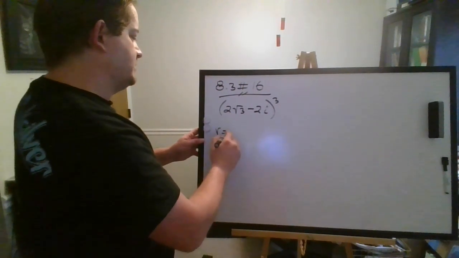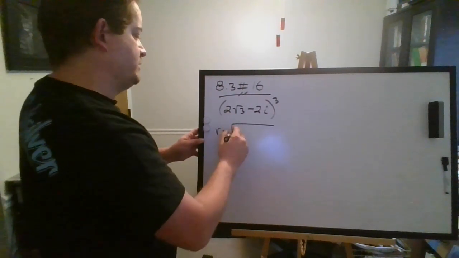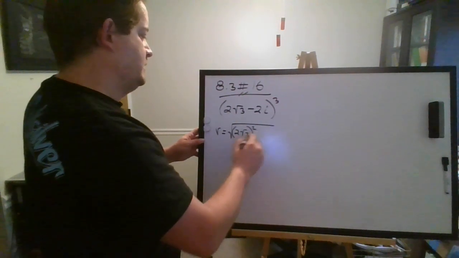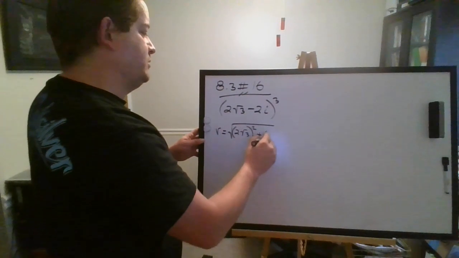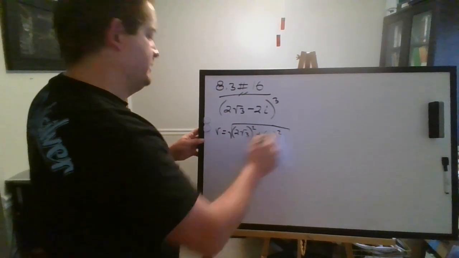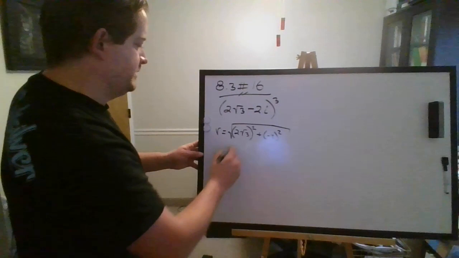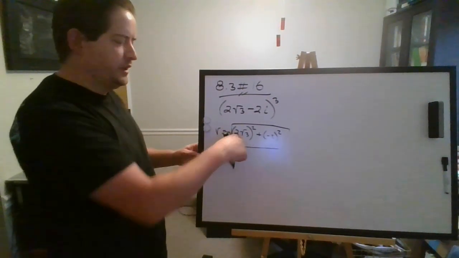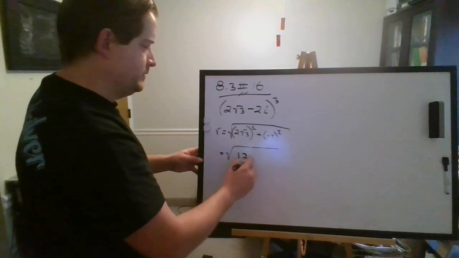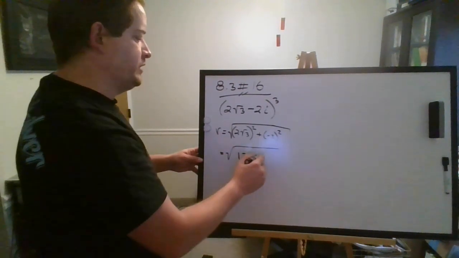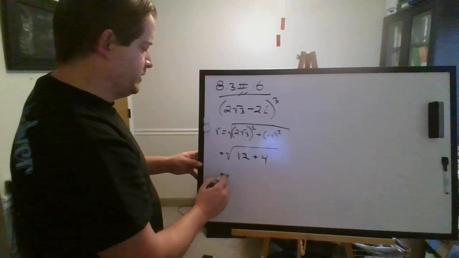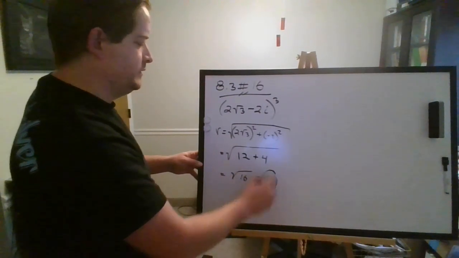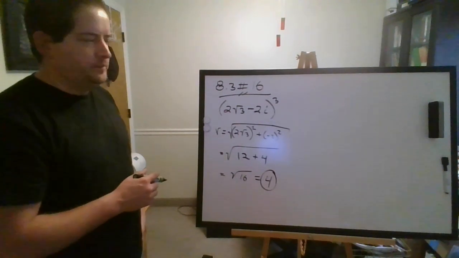So r is the square root of 2 roots of 3 all gets squared, plus negative 2 gets squared. So if I simplify this, 2 roots of 3 squared, that's 2 times 2 times another 3, so I get 12. Negative 2 squared is 4, so I have the square root of 16, which is 4. So I have my radius is 4.